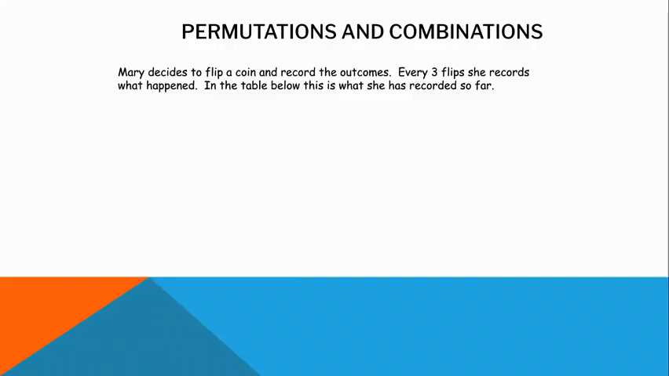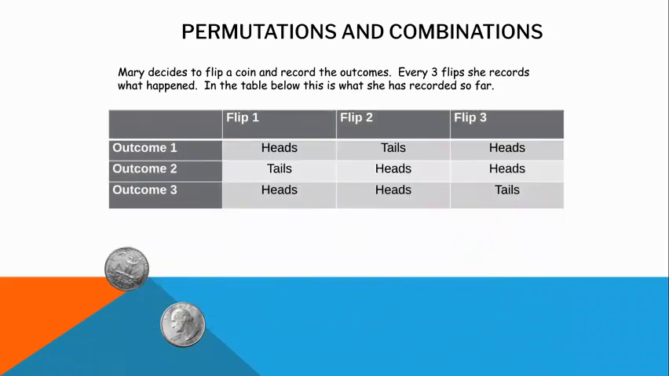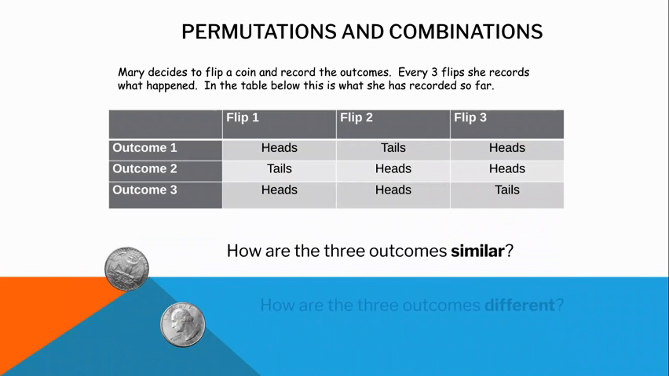Starting with permutations. Mary decides to flip a coin and record the outcomes. Every 3 flips, she records what happened. In the table below, this is what she's recorded so far. How are these 3 outcomes similar? Notice they all have 2 heads and 1 tails. How are they different? Well, they're in different orders, aren't they?